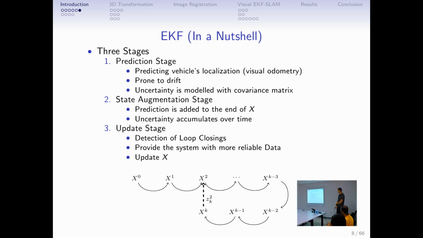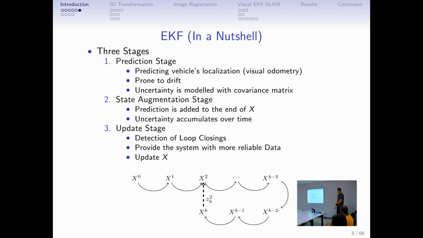So, the next step, extended Kalman filtering, in a nutshell, consists of 3 stages. The prediction stage gets the information from the visual odometry, which is indicated by these arrows here, and tries to augment, in the next step, the augmentation stage, this state with this information to come to the next state. So we are at the state augmentation stage, and we are accumulating the uncertainties. So these blue ellipsoids get bigger.